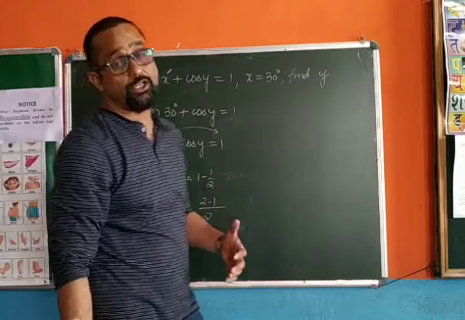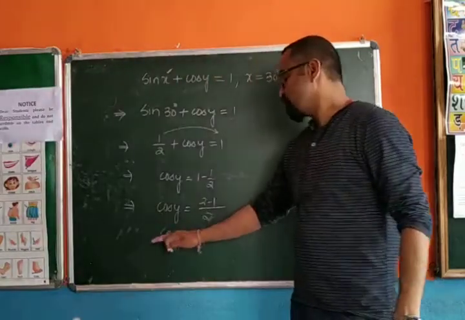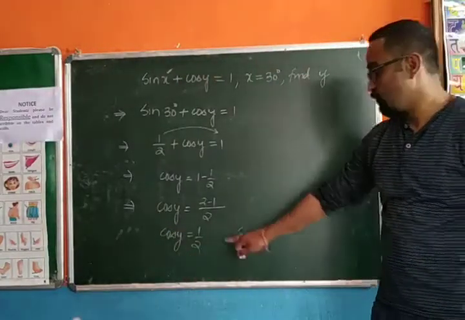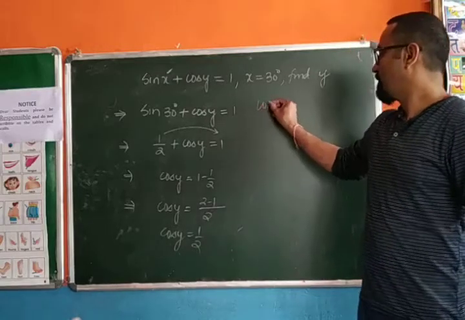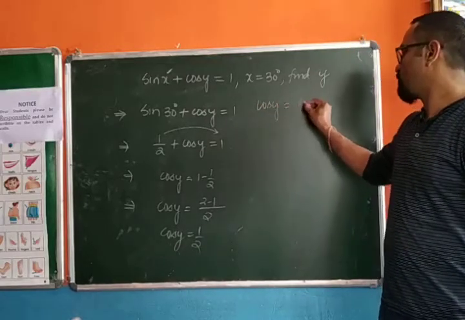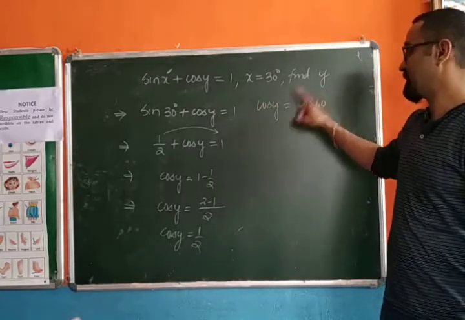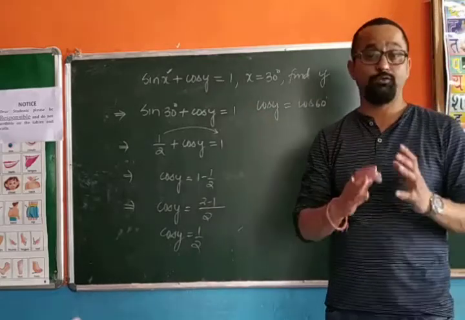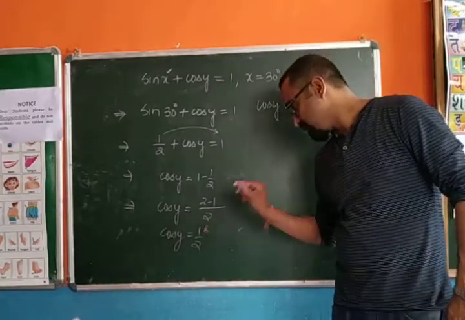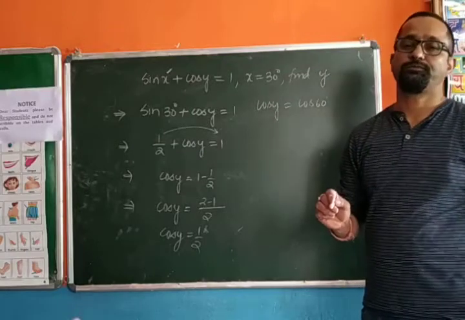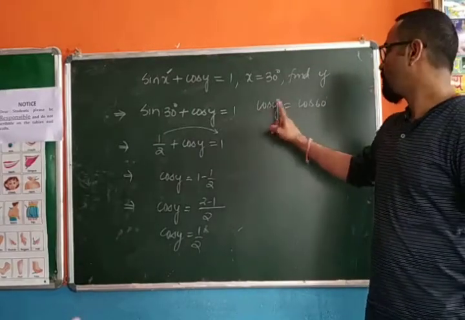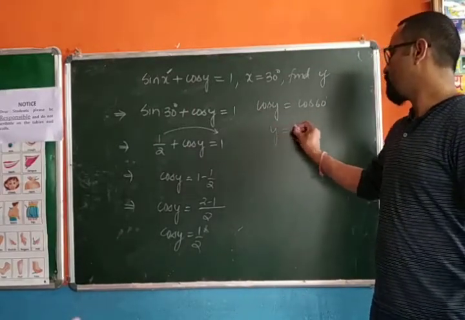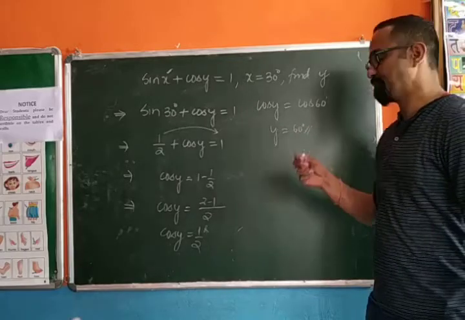On the left hand side you have cos. So which trigonometrical cos will give you half? Cos y is equal to cos 60 degree. Same trigonometrical ratios you have to use to get this value for a standard angle. Cos equal to cos, so y is equal to 60 degree.